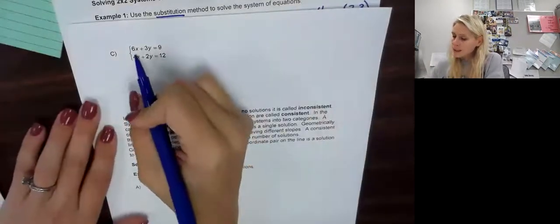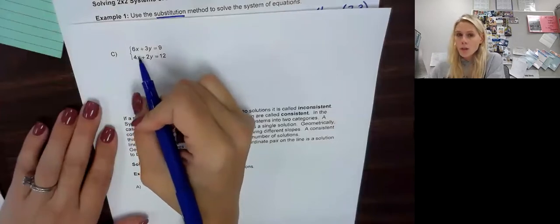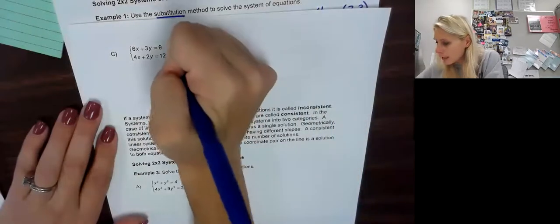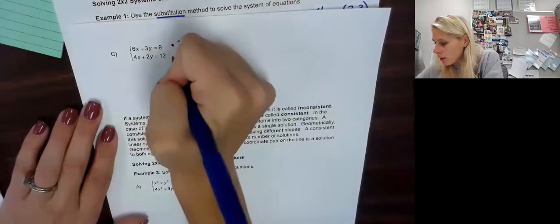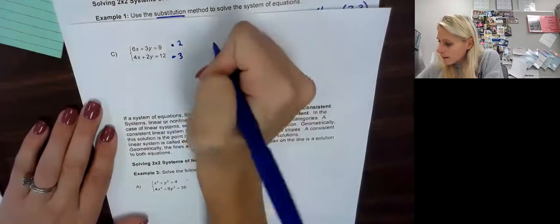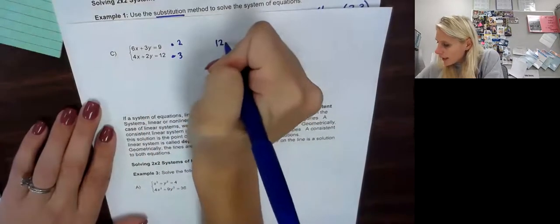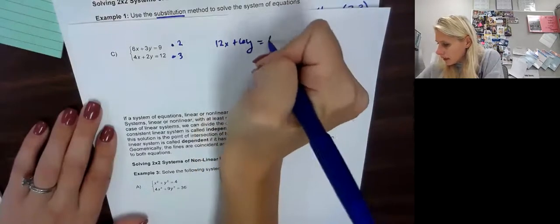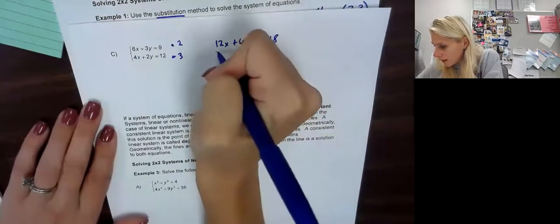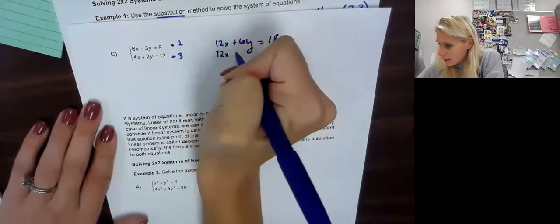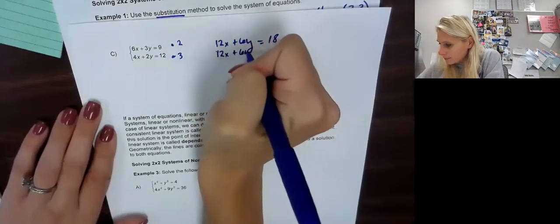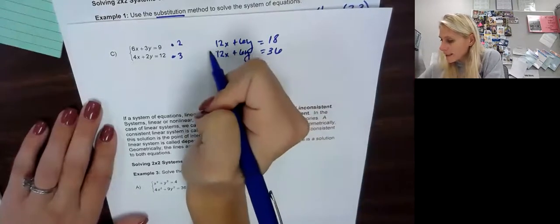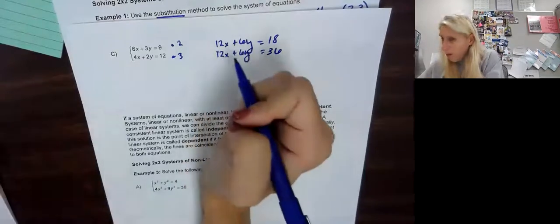So again, we have 6 and 4 here. You can do your x's. I'm actually going to do my y's this time so you guys can see the difference. I'm going to multiply the top by 2, the bottom by 3. I get 12x plus 6y equals 18. On the bottom, I get 12x plus 6y equals 36. Now they are the same value of x's.